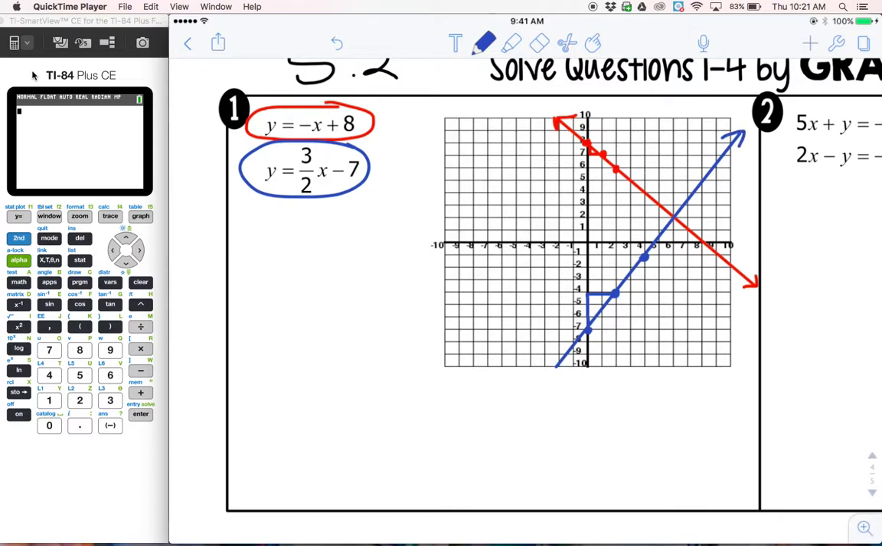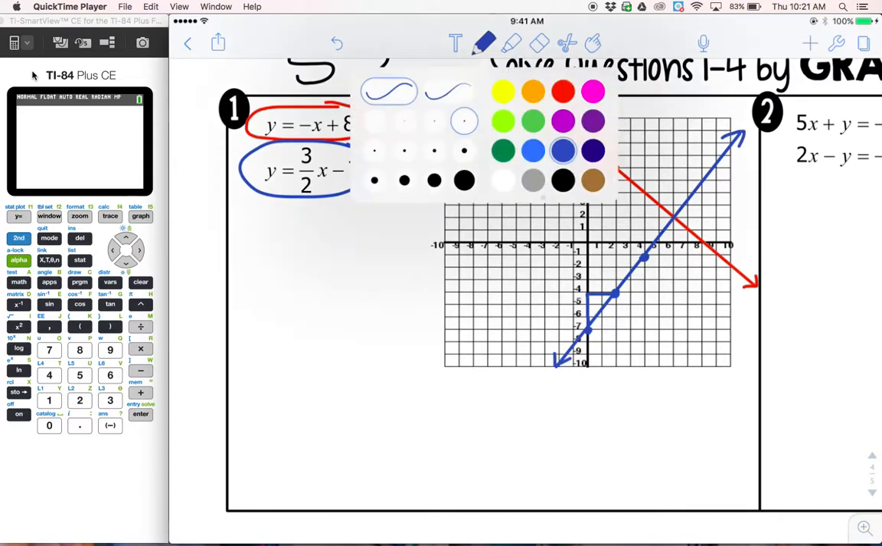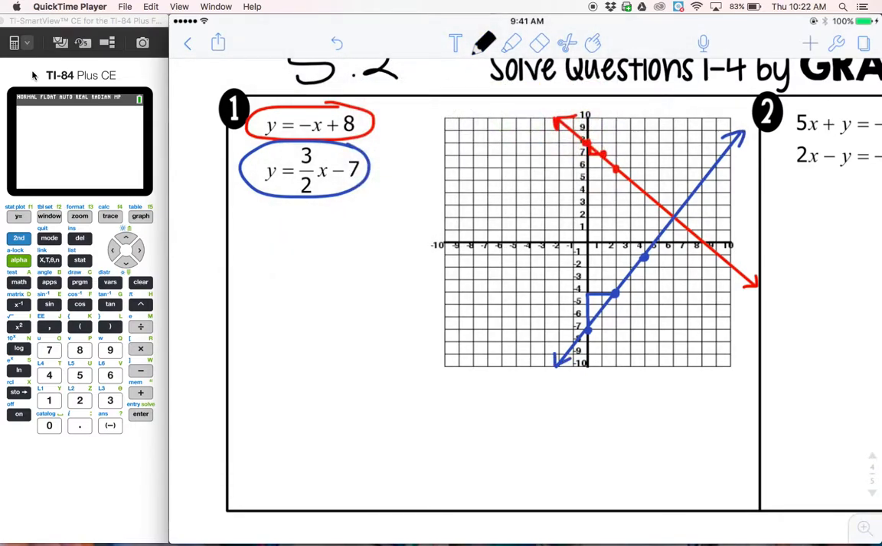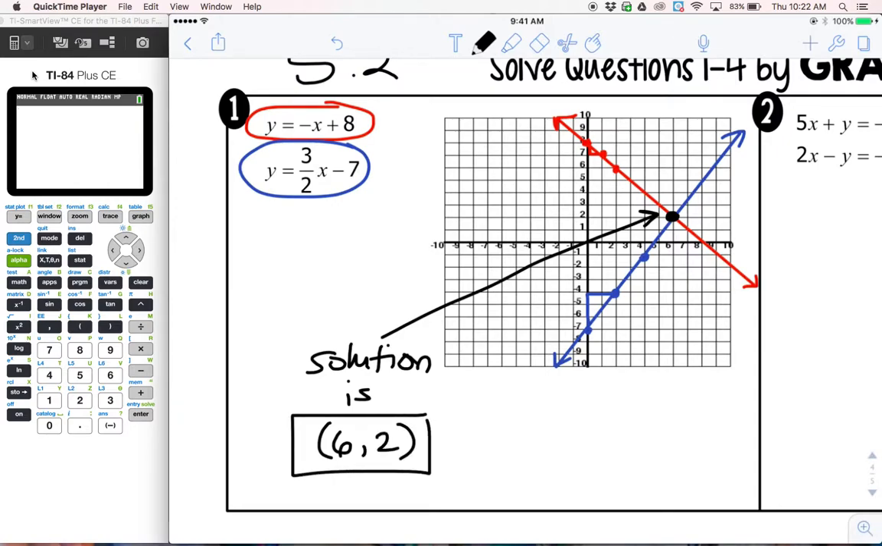And we can clearly see the solution. We can clearly see the solution is going to be here where they cross. So my solution is that point where they cross. That point is 6, 2. This is my answer. That's my solution.